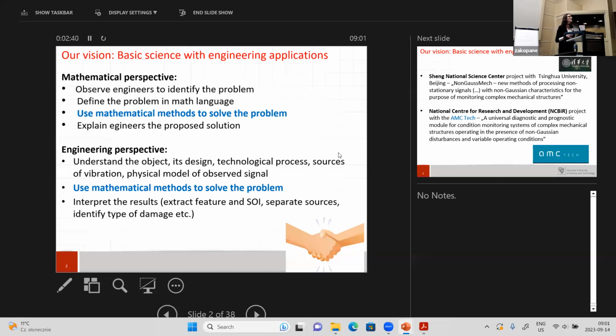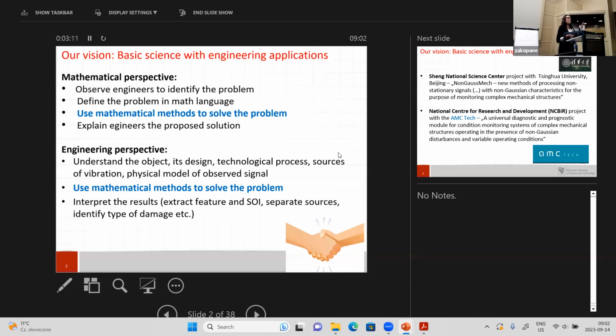And as usual, we have two perspectives. The first one, of course, is the mathematical perspective. So what we are doing, how it works. Actually, we try to observe engineers to identify the problem. Of course, at the beginning, it is very difficult to recognize what kind of problem they are discussing or solving. But the next point, which is crucial for this cooperation, is to define the problem in our language.